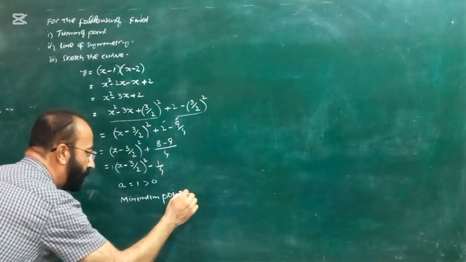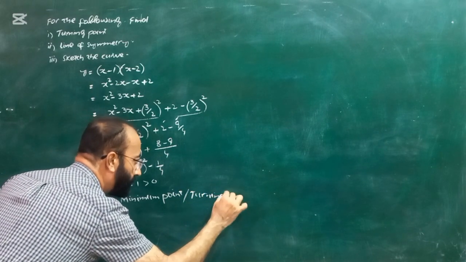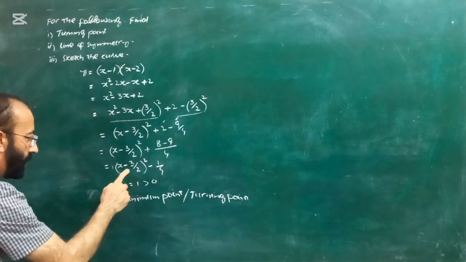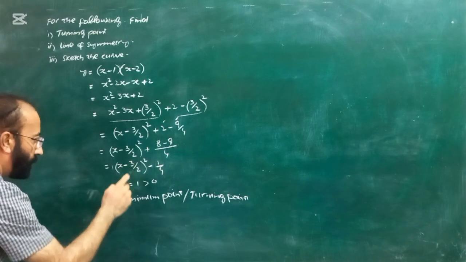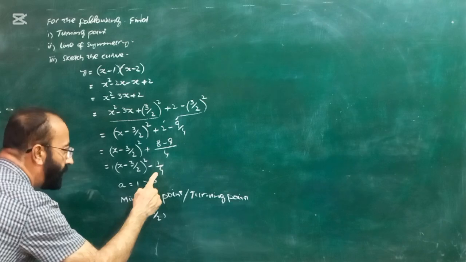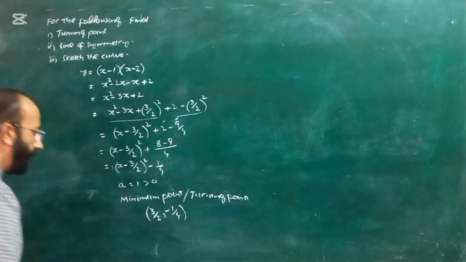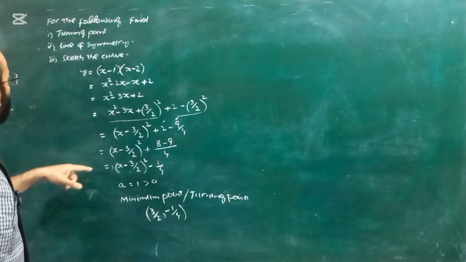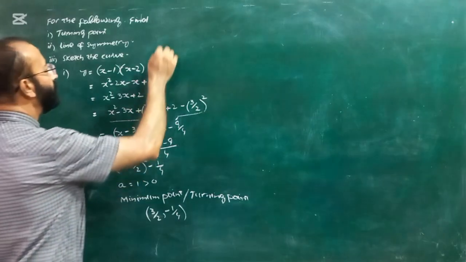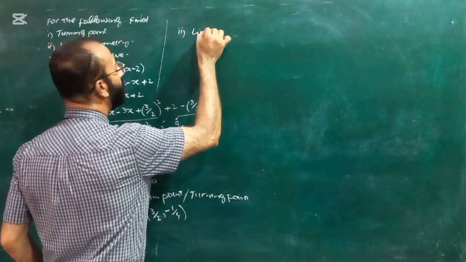And that is actually our turning point as well. And the turning point is change the sign of this factor. So that is 3 by 2. And write this factor as it is, that is minus 1 by 4. So this is the turning point. First part is done. So the second thing that is required is the line of the symmetry. So second part, line of symmetry.